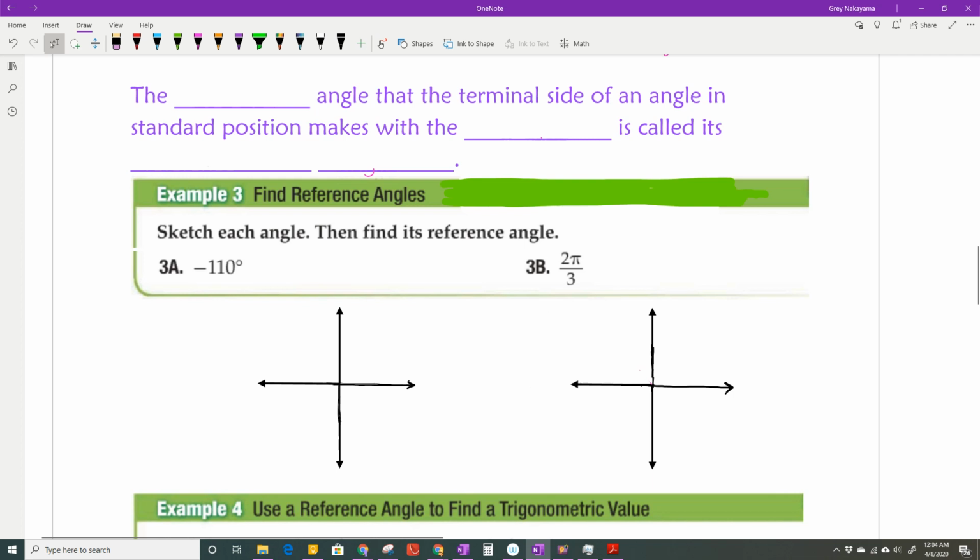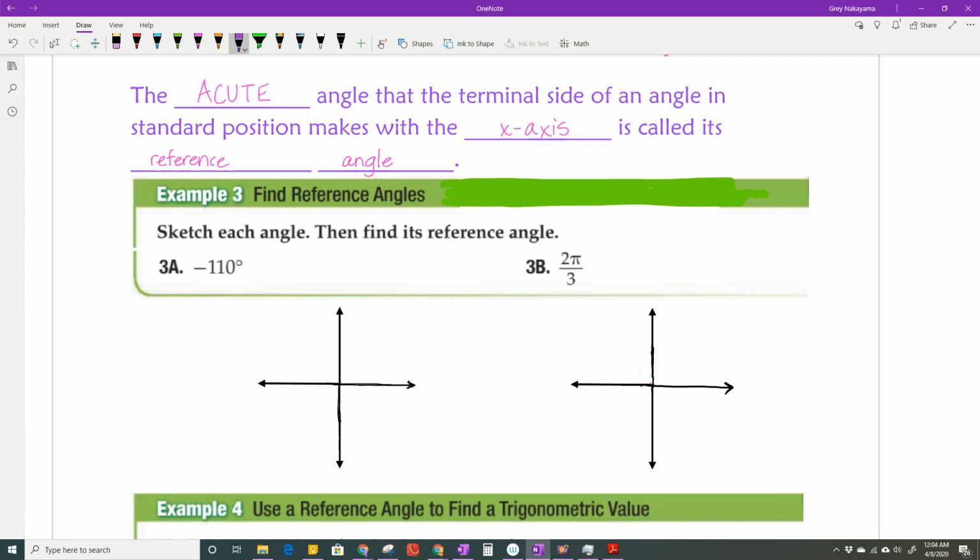And I promise you, if you will say this every time, just remember this definition, then you will always know how to get the right answer. Okay, so what is the reference angle? It is the acute angle. What's an acute angle? Angle between 0 and 90. The acute angle that a terminal side of an angle in standard position makes with the x-axis. That is a reference angle. Okay, it has to be between 0 and 90. Means it's always going to be positive.